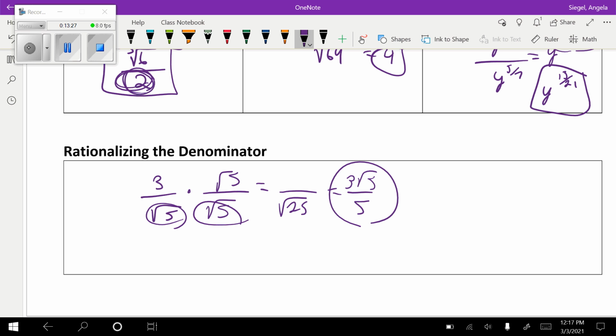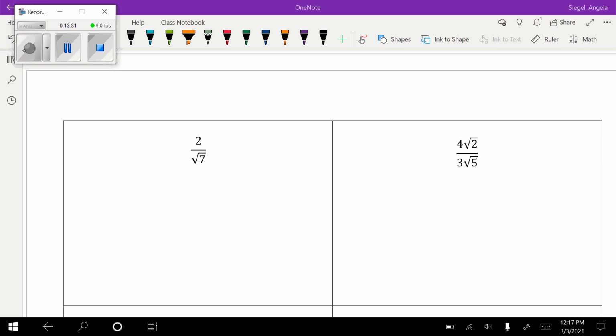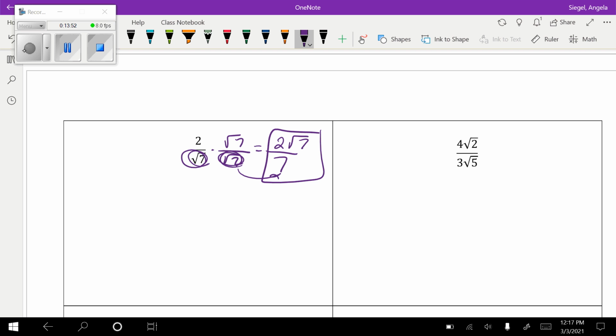Okay, so we're going to do that same type of thing for these two problems here. So same thing, I'm going to multiply by the square root of 7 this time. And so notice this is 49 and the square root of 49 is 7. So notice how that stays consistent. And then I have 2 square root of 7 on top. And notice rationalizing the denominator, basically at the end of the day, you cannot have a square root in the denominator. So it just gets rid of that square root.